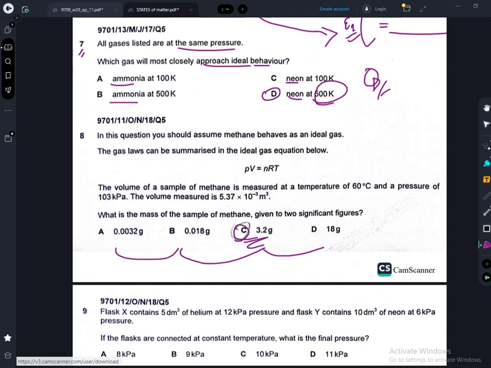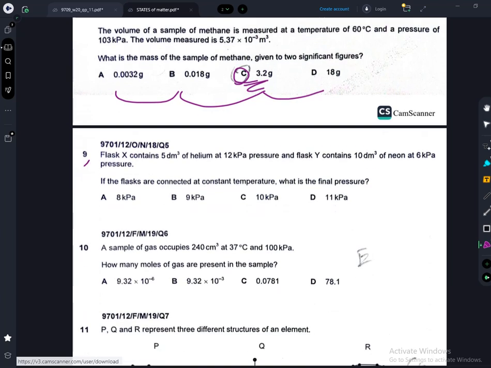I'm not doing this again. Question number 9, it's very easy again. Flask X contains 5 decimeter cube of helium at 12 kilopascal pressure, and flask Y contains 10 decimeter cube of neon at 6 kilopascal pressure. If the flasks are connected at constant temperature, what is the final pressure? So it is kilopascal, kilopascal, decimeter cube, and kilopascal. So our formula of KID is satisfied. Kilopascal goes with decimeter cube.